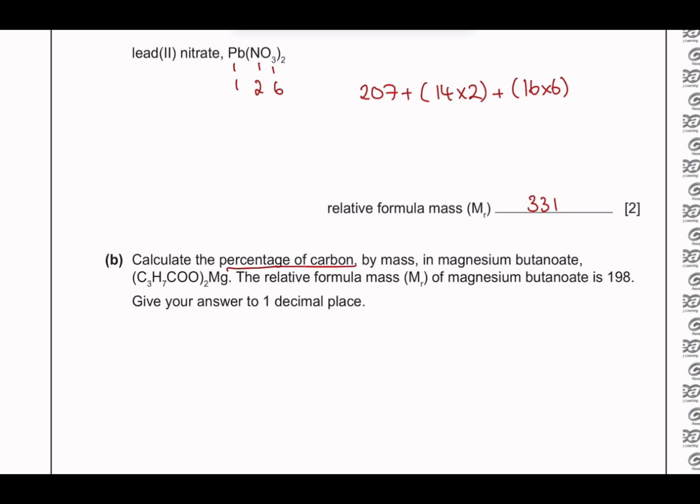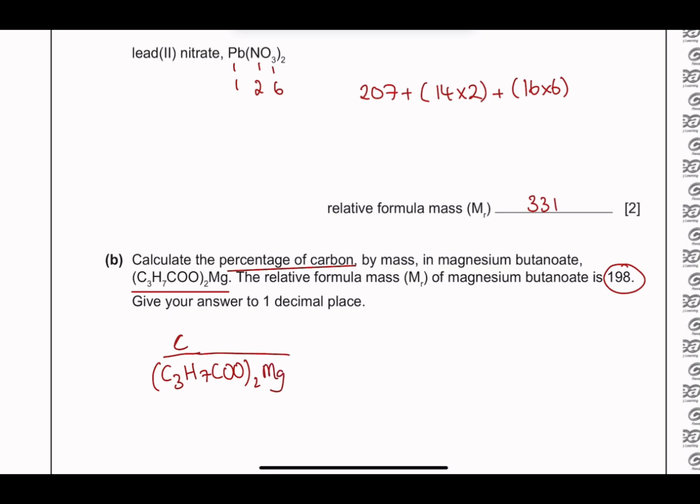Calculate the percentage by carbon by mass in magnesium butanoate. It gives you the relative formula mass. So basically all it's saying to you is, how much carbon is there in that molecule? So if you work out how much carbon there is, you divide it by the total amount.